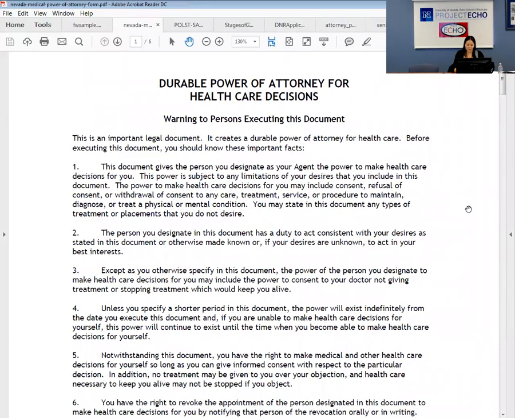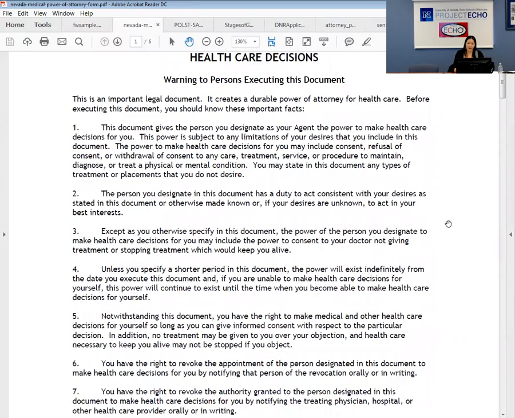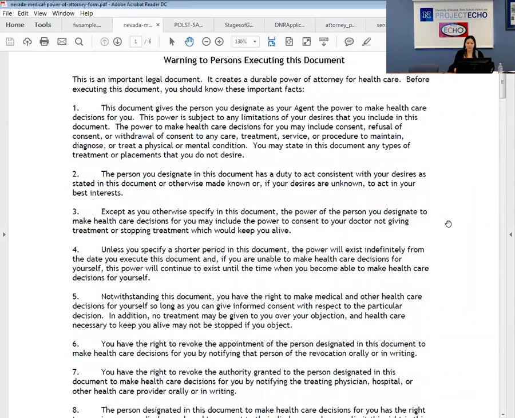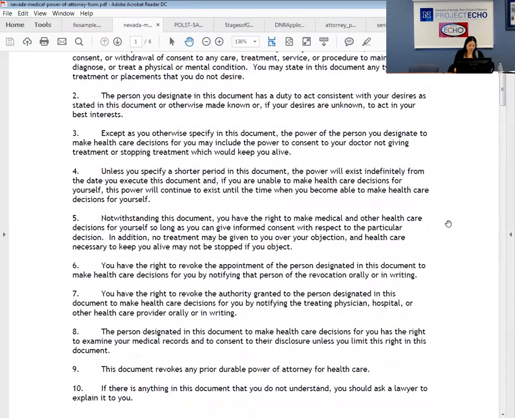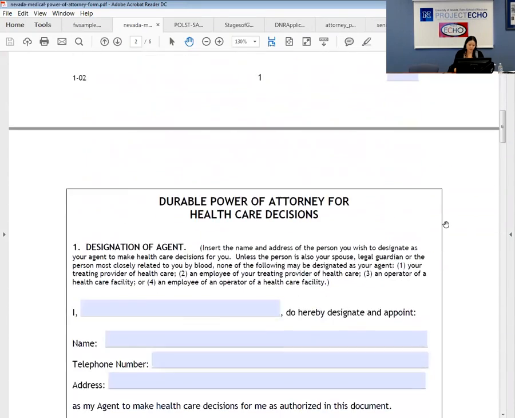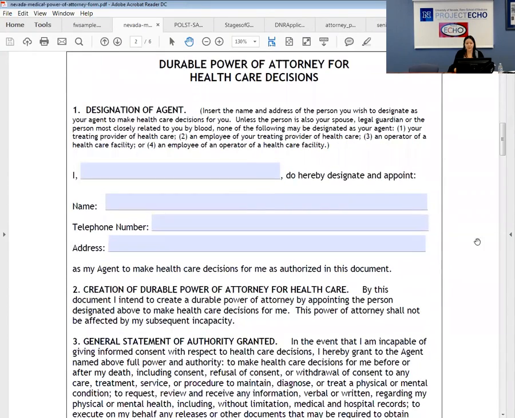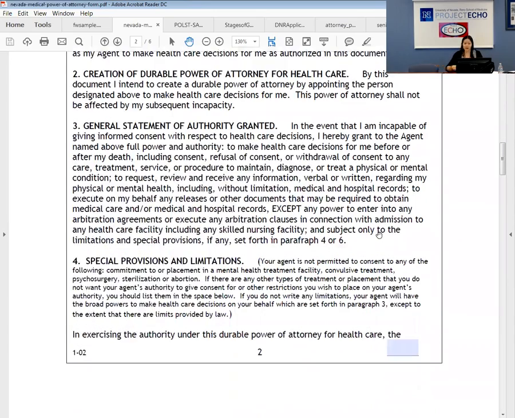So if you just take a few moments to read it over, for those of you who already know of it, sorry for the redundancy, but for those of you who don't know, this is what a durable power of attorney for healthcare decisions form looks like. It gives you instructions and directions in the front of the page, and then the rest of it goes over what you need to do, who you appoint as your healthcare agent, so on and so forth. So we'll go over that in more detail too within the PowerPoint.